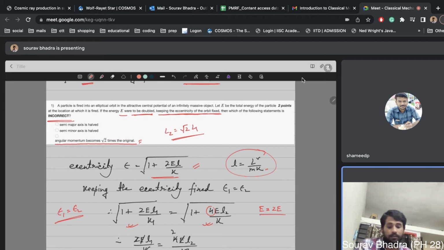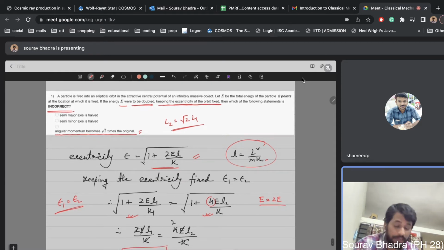The correct statement will be that the original angular momentum is root 2 times the new angular momentum, or the new angular momentum is root 2 times less than the original angular momentum. It is not a multiplicative factor of root 2; 1 by root 2 is the multiplicative factor, you can say.